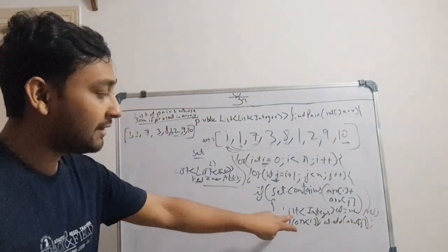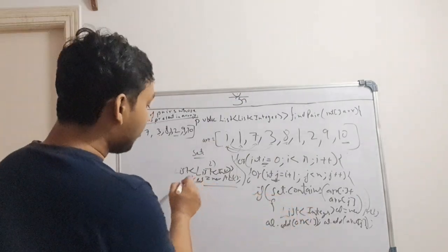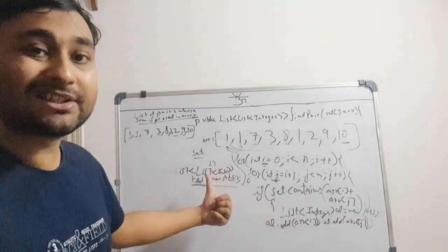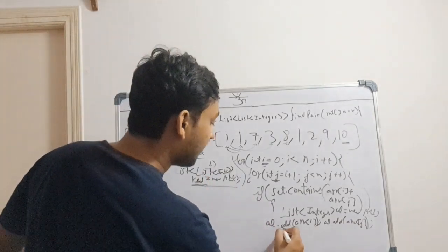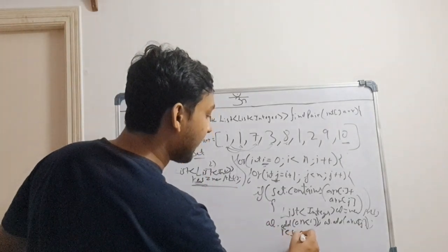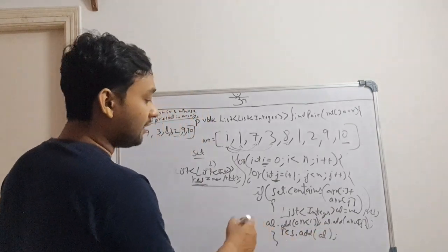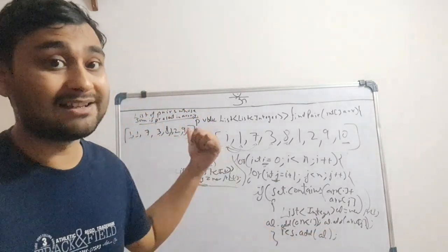Okay, I have added it into the existing list al, and then in the result, which was the list of list, I have to add that list into the list of list. So I will add into the result dot add al. My current list will be added to my result, which was list of list.